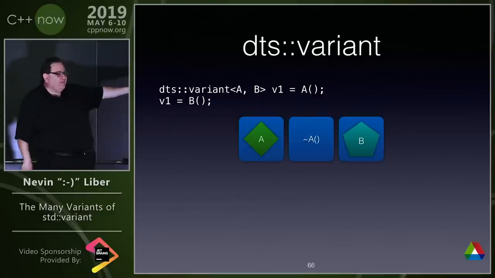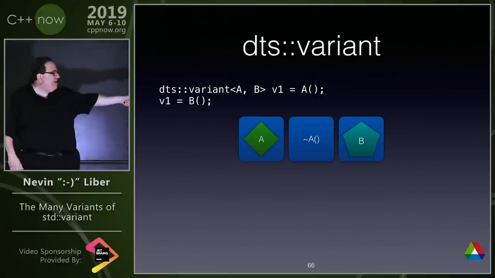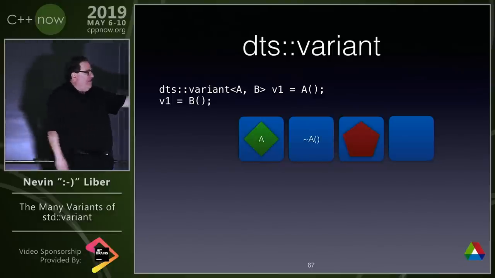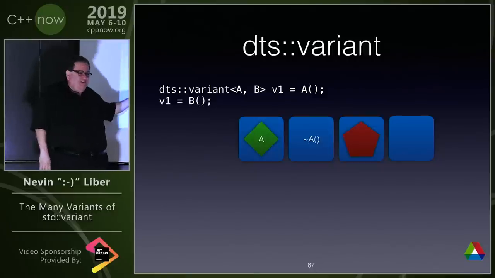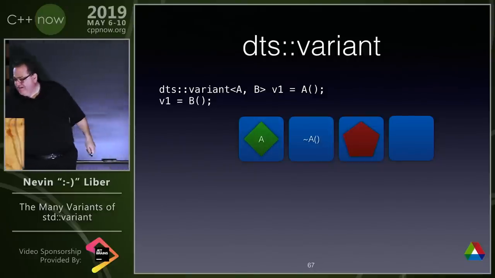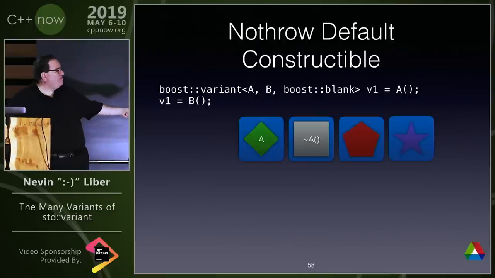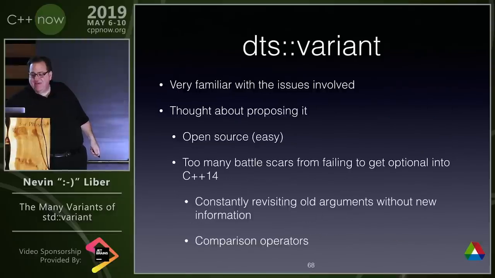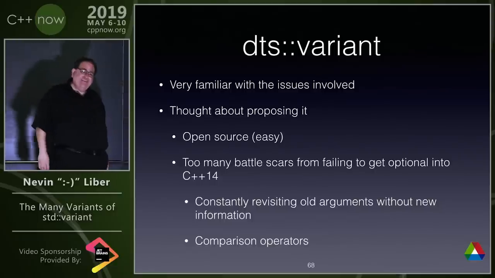Now, you notice before I had this kind of box of memory here; the destroyed state is just a state of variant now. So it's not that it has empty memory, but it's actually keeping track of that. And if this throws, we're basically back in this empty state. So this picture is almost the same as this other picture, except there's no type there. The reason it's called DTS variant is because it's STD backwards.